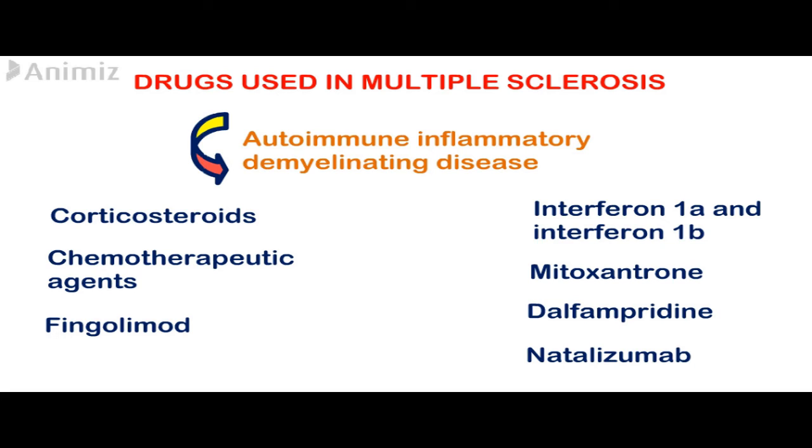Fingolimod is the first oral drug that can slow the progression of this disease because it alters the lymphocyte migration, resulting in sequestration of lymphocytes in the lymph nodes, and it is effective in reducing the relapse rate in patients with MS. Another immune modulator is mitoxantrone.